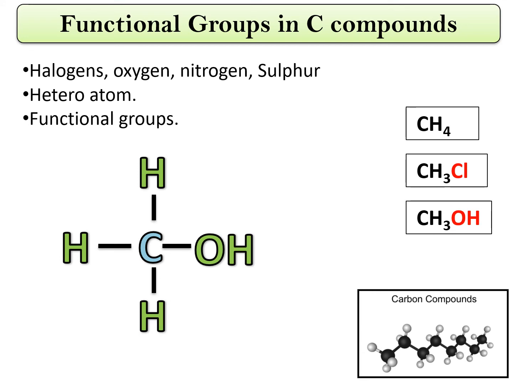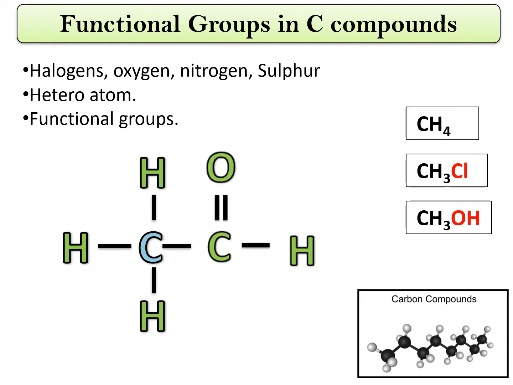I will replace the halogen with OH, which is your alcohol. So I get the compound CH3OH. After OH, I will replace it with COH or CHO, which is an aldehyde. So my compound becomes CH3CHO. In this way, there are many other functional groups which are mentioned. When you replace one of the hydrogen atoms with them, we get that functional group compound, and those properties will be completely dependent on the functional group.